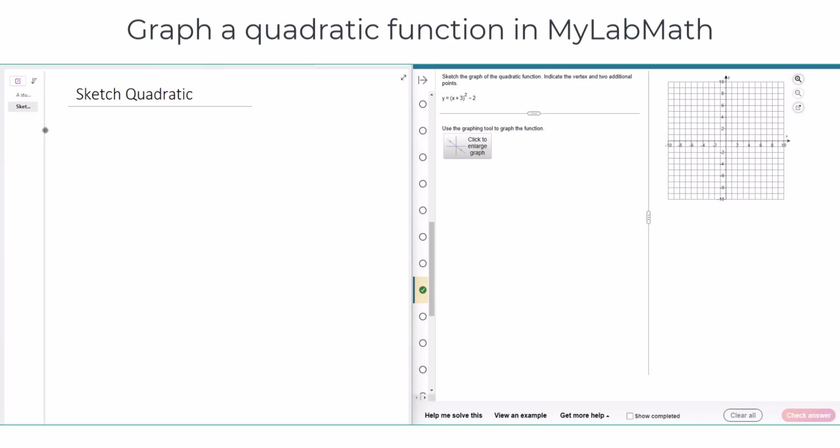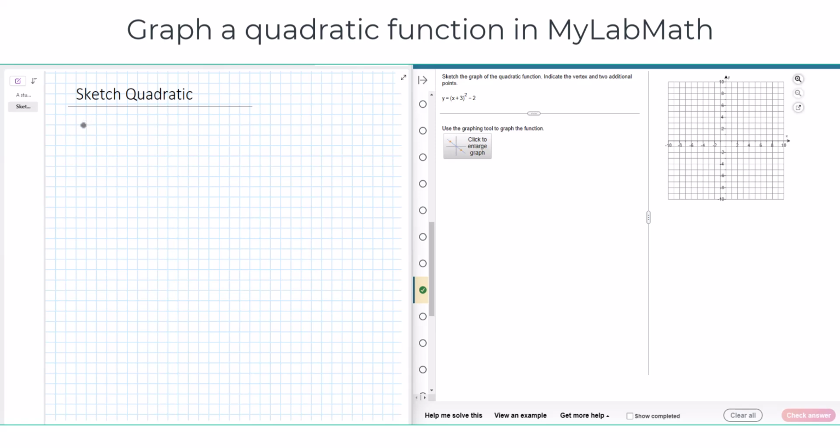Graphing a parabola on MyLab Math is a little tricky, so I thought I'd work one with you today. First, let's write the equation: y equals (x plus 3) squared minus 2. What I like to do is write the formula right underneath it: y equals a times (x minus h) squared plus k.